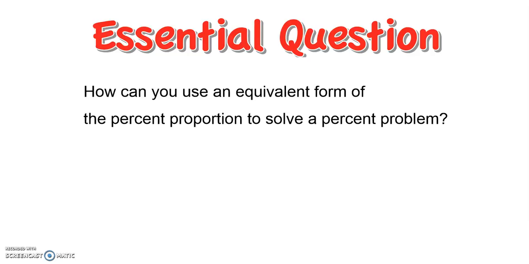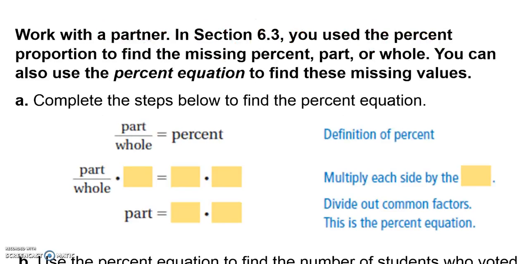Okay. So the essential question: how can you use an equivalent form of the percent proportion to solve a percent problem? We're going to use what we went over yesterday, that proportion where we had is over of and percent over 100. We're going to rewrite that so we can solve percent problems. We're just not going to do this part. We're just going to talk about this.